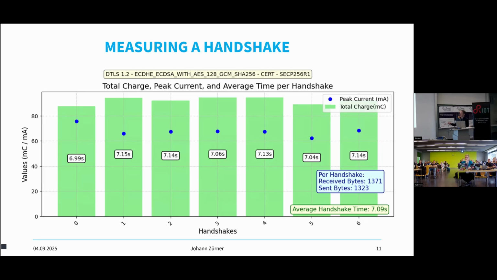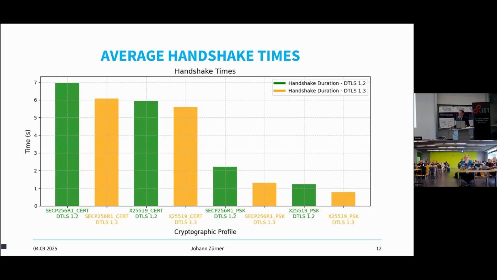The electric charge that was consumed in millicoulomb was around 80, a little more over 80. The next handshake using the same cipher suite was about 90. And I was also measuring the peak current of all of those, as well as the sizes of the handshakes, the download and upload sizes. So average handshake time for this cipher suite and elliptic curve was 7 seconds.